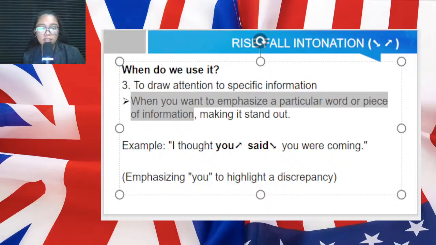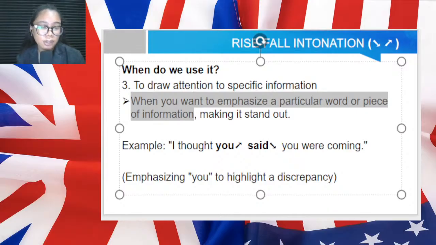Okay? Consider the difference if the emphasis were elsewhere. I thought you said you were coming. Okay? We're not going to focus on you here. We're focused on the word coming. I thought you said you were coming. No emphasis on coming, perhaps implying surprise that they are not coming or that they never intended to. Now, another emphasis maybe would be on the word thought. I thought you said you were coming.